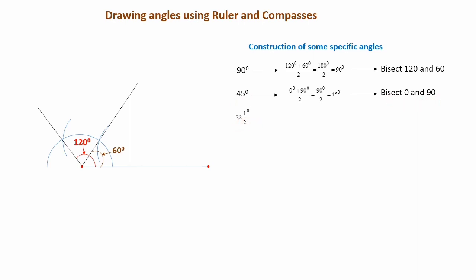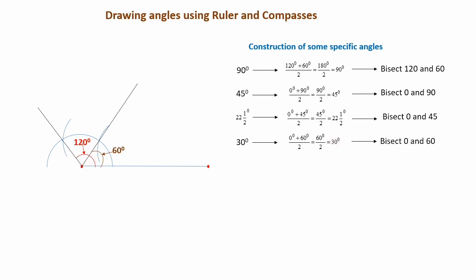Next is 22 and a half. It is quite clear. Half of 45 is 22 and a half. So how we have got this 22 and a half in the sense 0 plus 45 by 2. Half of 45, 45 by 2, that is equal to 22 and a half. So for drawing an angle 22 and a half, we have to bisect 0 and 45. Next is 30 degree. 30 degree means it is half of 60. 0 plus 60 by 2. We know that 60 degrees here. So 0 and 60 degree, if you bisect, the angle comes like this. So that is our 30 degree angle. So for getting 30 degree, we have to bisect 0 and 60 degree.